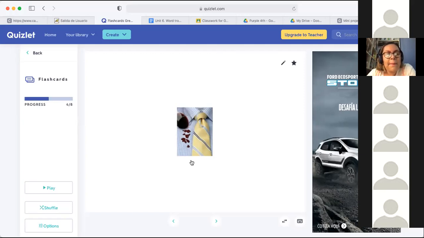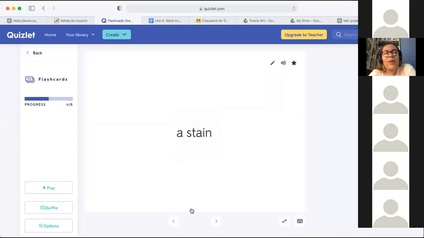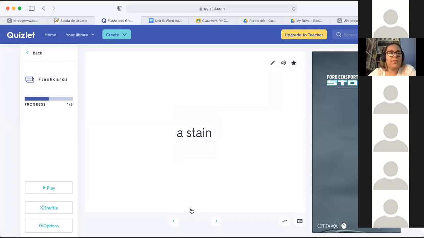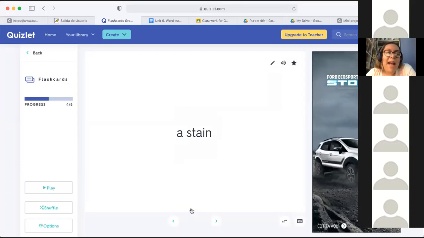What would this be? Stain. A stain? Yes, this is a stain. And what's a stain in Spanish? Mancha. Mancha? Yes, definitely. Okay, so yeah, there's a stain here.